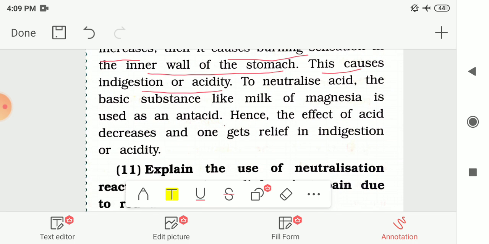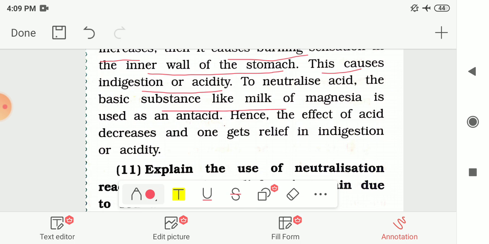So to neutralize this acid, a basic substance like milk of magnesia is used as an antacid, which contains magnesium hydroxide, and hence the effect of this acid decreases and one gets relieved in the indigestion or acidity. This is how by this neutralization reaction we can get the relief in the indigestion or acidity.